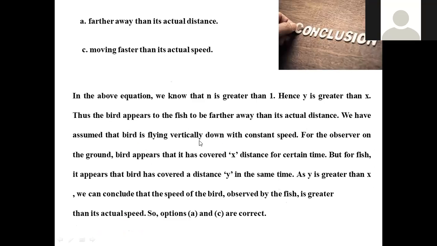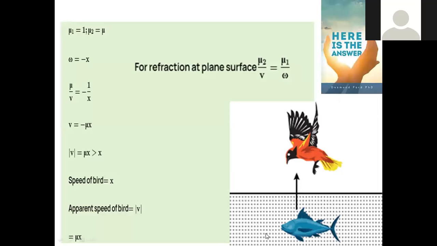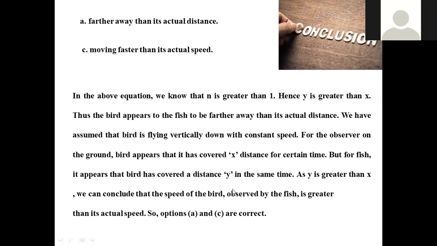We have assumed that the bird is flying vertically down with a constant speed. For the observer on the ground, the observer is in a lighter medium only, and the bird is also in the lighter medium, so you will see the actual speed of that bird. But the fish is inside the water, that is the denser medium, right? So refraction of light is possible. It is not exactly represented as the same position. It will appear as moving with a faster speed because of refraction of light.